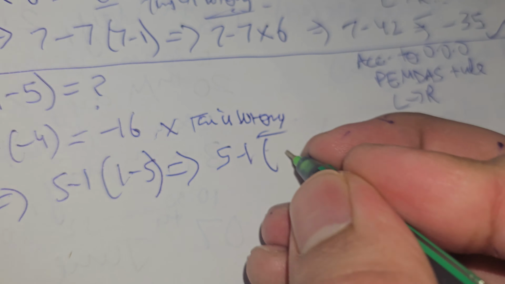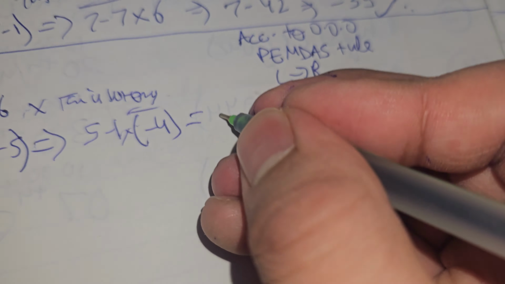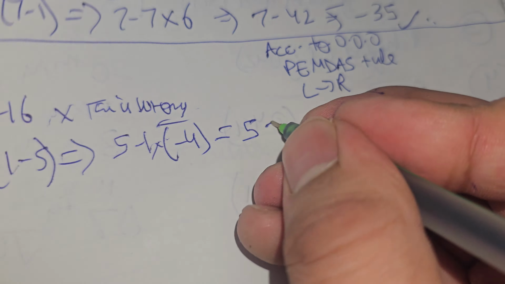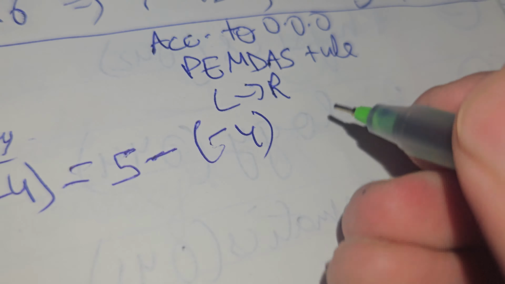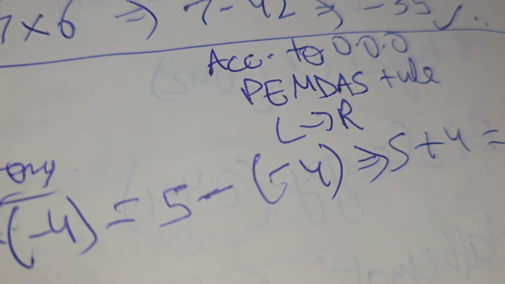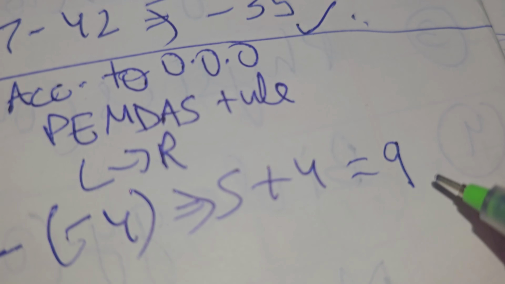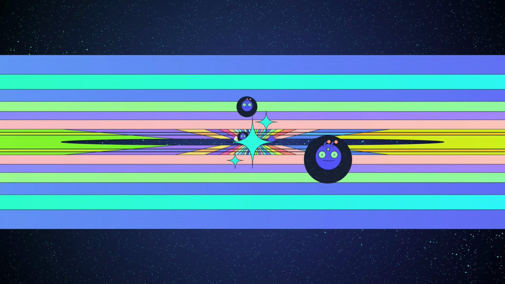First you will solve the brackets, and the answer comes out as minus 4. Then after that you will solve the multiplication part, 5 minus 1 times minus 4. The answer that you guys got would be minus 4, and minus times minus equals plus. So 5 plus 4, and the answer you will get is 9. This is the right answer. 9 is the right answer.